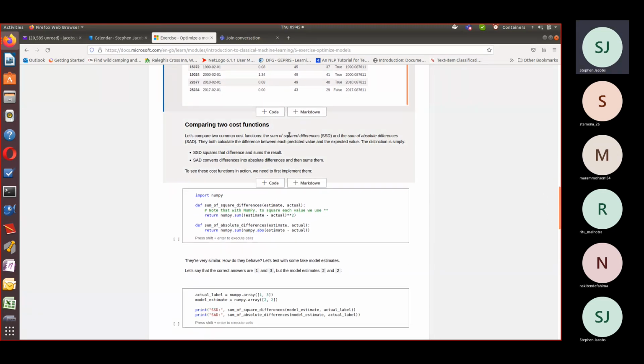Let's compare two common cost functions, the sum of the squared differences, SSD, and the sum of the absolute differences, SAD. They both calculate the difference between each predicted value and our expected value according to the model. The distinction is simply SSD squares that difference and sums the result. SAD converts the differences into absolute differences and then sums them. So this gets around this negative sign, positive sign issue. It actually is measuring the absolute differences, the distance from the data point to the trend line. That is the absolute difference.